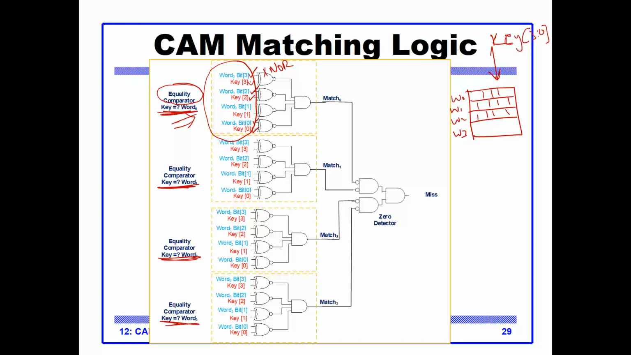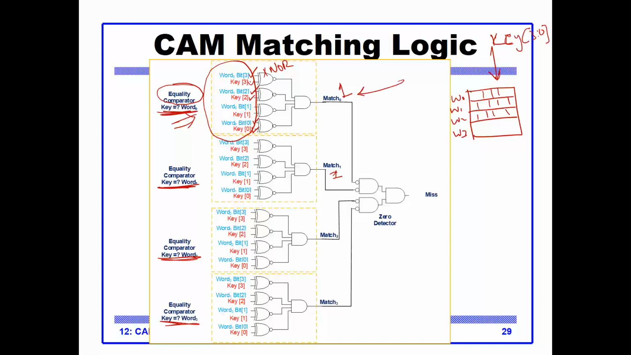So the match line tells me if it is 1, it means the key is equal to word 0. If match 1 is 1, it means the key is equal to word 1, and so on. That tells me where the matching happens: is the key matching word 0, word 1, word 2, or word 3?